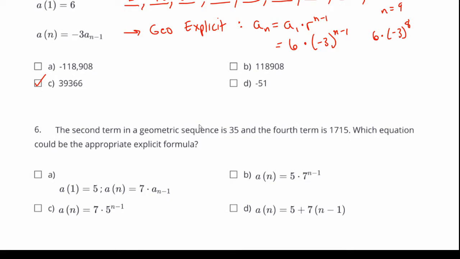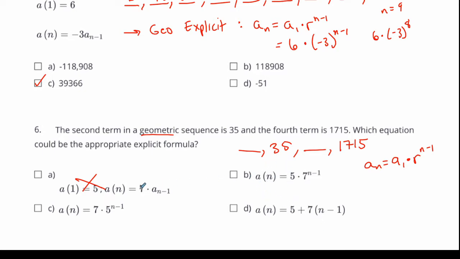Okay, number 6. The second term in a geometric sequence is 35. And the fourth term is 1,715. So this is geometric. I know I'm multiplying. So I got 35, 1715. Okay. For the explicit formula, I need A1 and I need R. I can already rule out choice A because that is the recursive formula. Okay, that's a recursive formula.